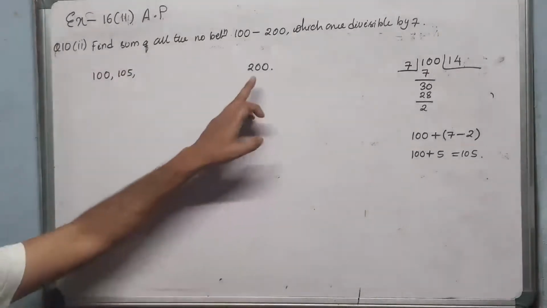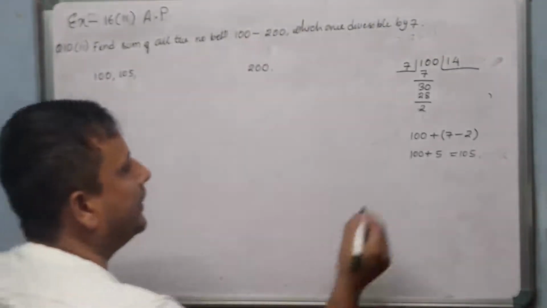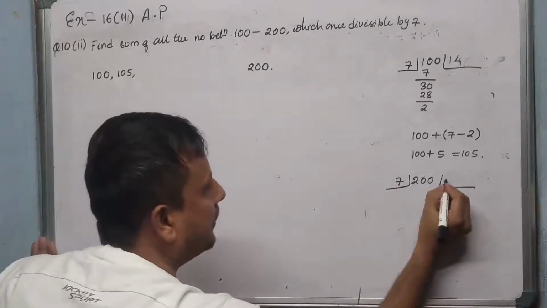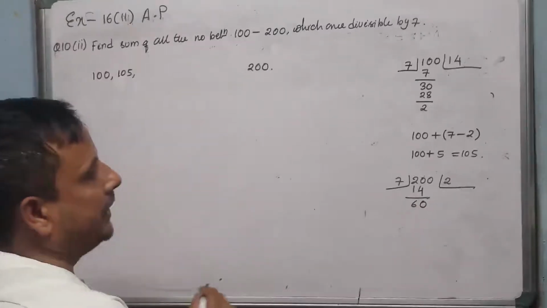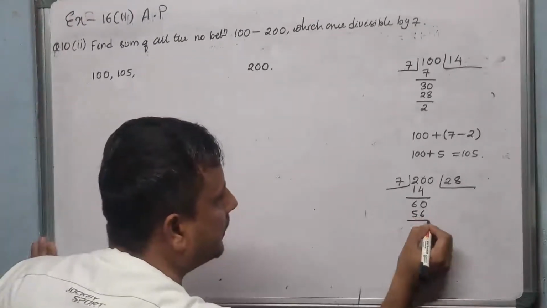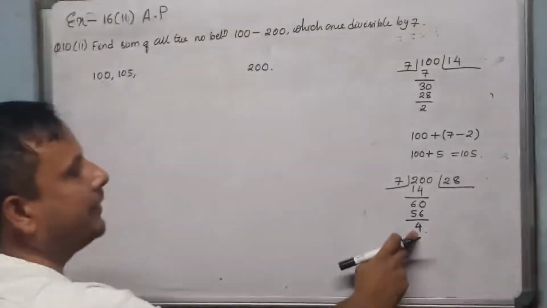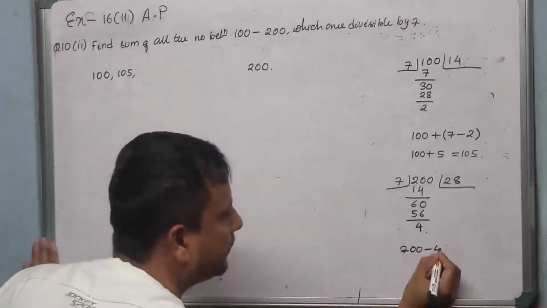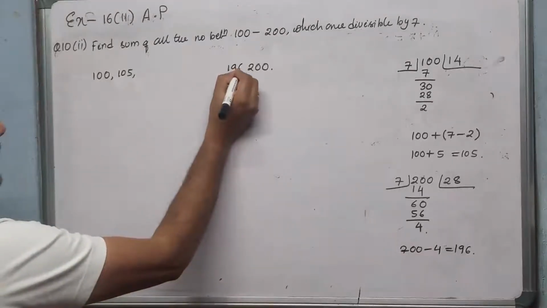Now how to calculate the last number before 200 which is divisible by 7? We'll just divide 200 by 7. 7 2s are 14, 6, then 7 8s are 56, it is 4. The remainder is 4. To calculate the last number, you just write 200 minus 4. It is 196. The last number is 196.